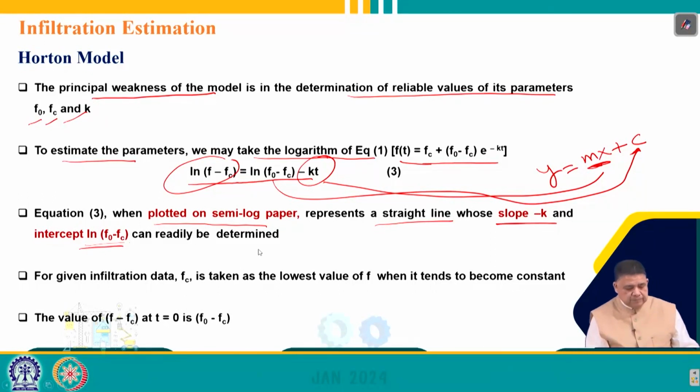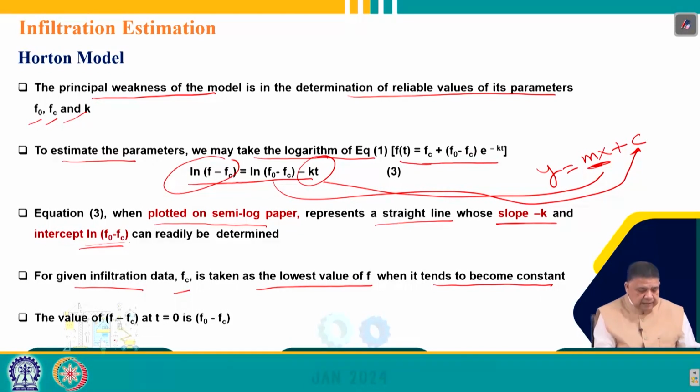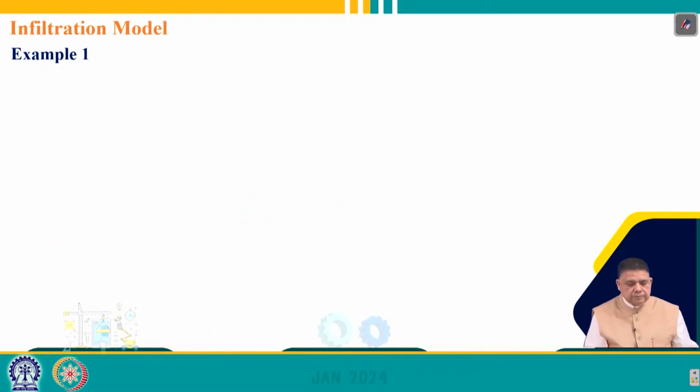We can determine this. For a given infiltration data, fc is taken as the lowest value of f when it tends to become constant, and the value of f minus fc at t equal to 0 is f0 minus fc, that is the initial value to begin with.